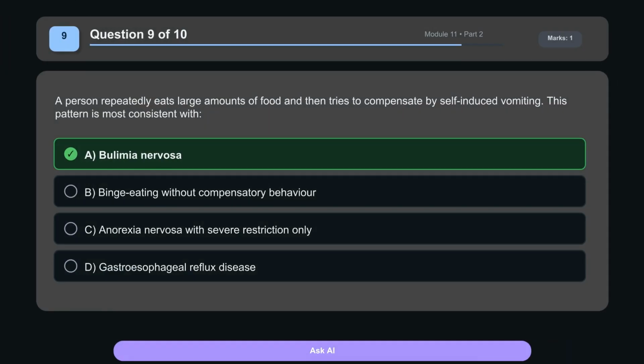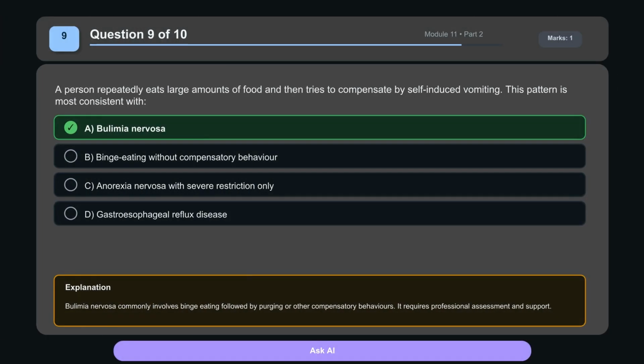The correct answer is A, bulimia nervosa. Bulimia nervosa commonly involves binge eating followed by purging or other compensatory behaviors. It requires professional assessment and support.